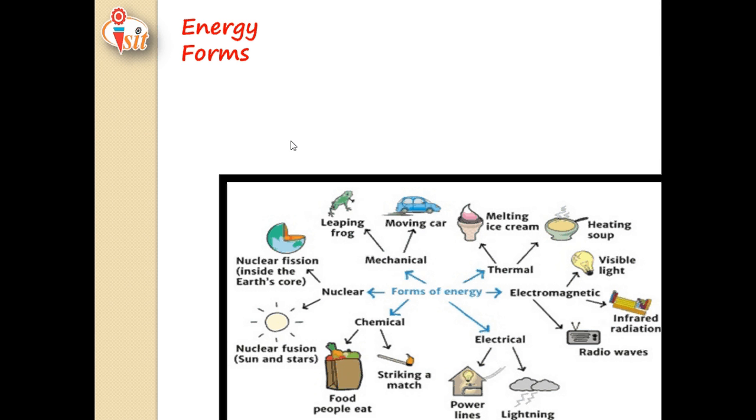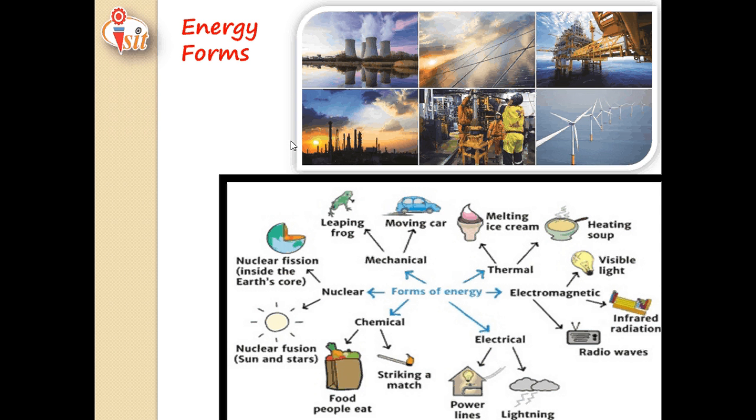Electrical energy, lightning, power lines. Chemical energy, striking a match, the food people eat, that is chemical energy. Nuclear energy, nuclear fusion of the sun and stars, and nuclear fission inside the earth's core. These are the different forms of energies. A few forms of energies are shown here, that is power plant, photovoltaic cell, then bridges, wind turbine, etc.